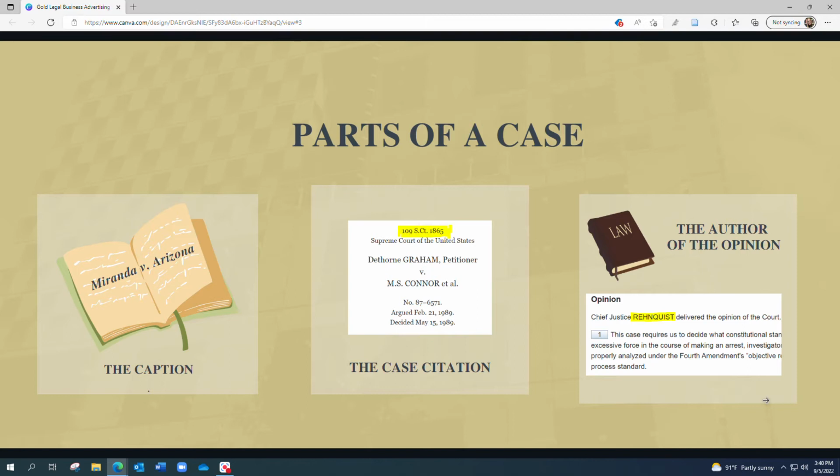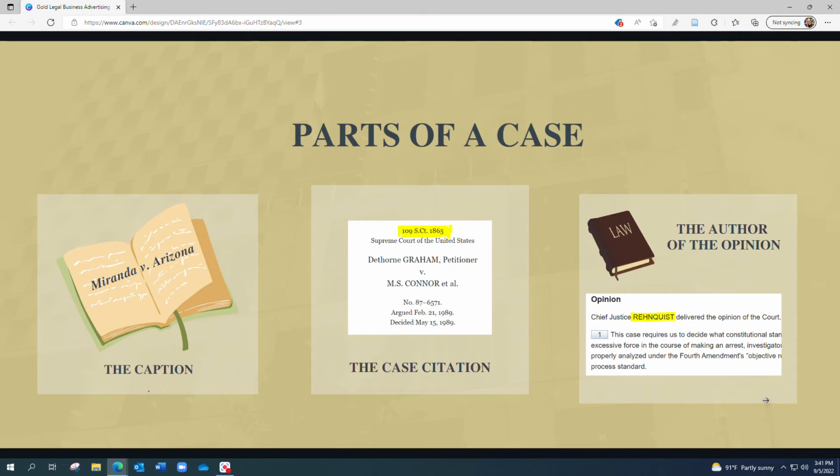Second, the case citation. Underneath the case name, you will find a legal citation that tells you the name of the court that decided the case, the law book in which the opinion was published, and also the year in which the court decided the case. In Graham v. Connor, shown here, the SCT refers to the Supreme Court Reporter. Cases are published in books called reporters. The 109 refers to the volume number of the reporter, and the 1865 refers to the first page in the book that the opinion is printed on. Immediately under that, you see Supreme Court of the United States. That tells us that this case was decided by the U.S. Supreme Court.